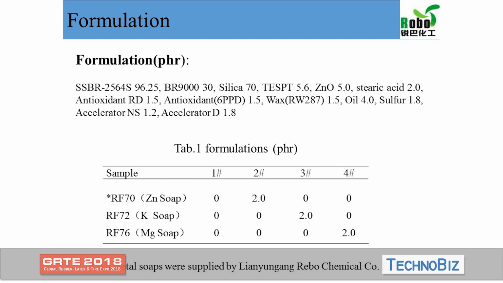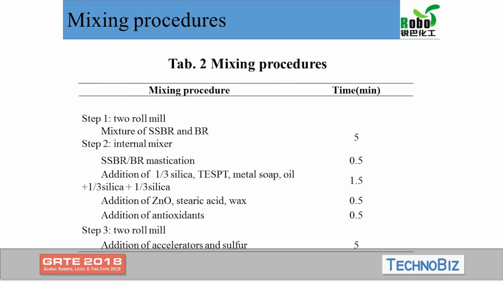Here is the formulation. And the addition of metal soap is 2 phr. Here RF70 represents zinc soap, RF72 is potassium soap, and RF76 is magnesium soap. Here is the mixing procedure.